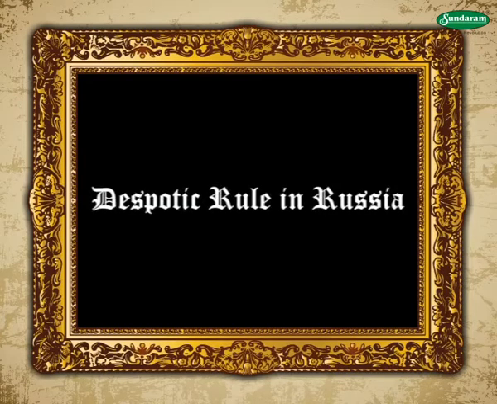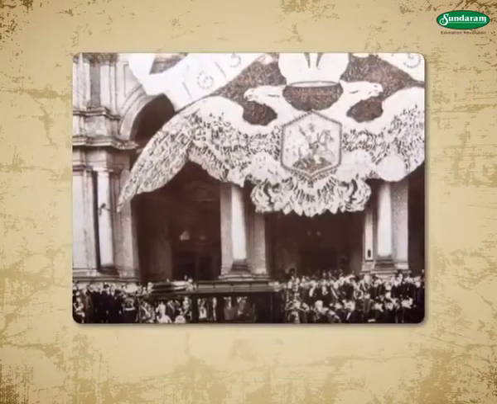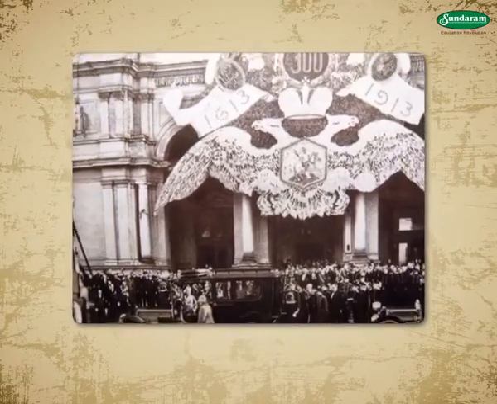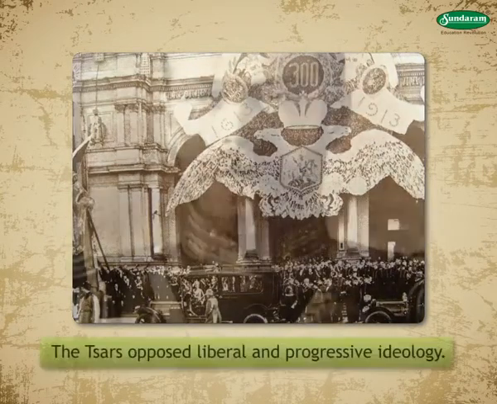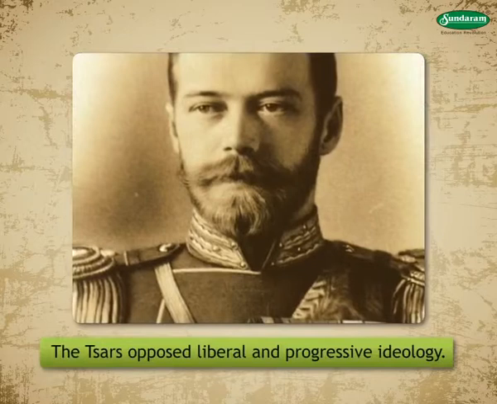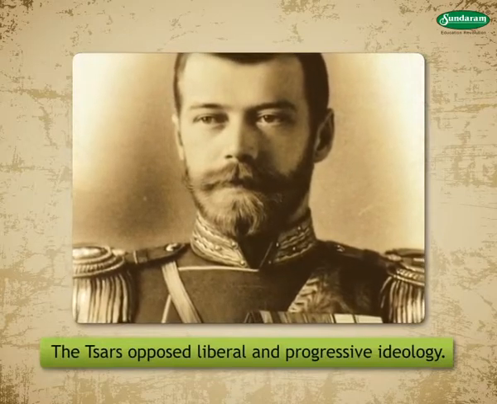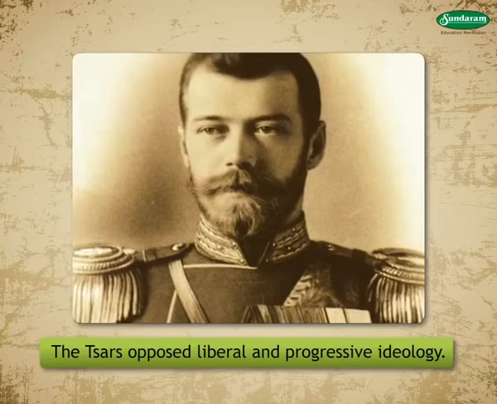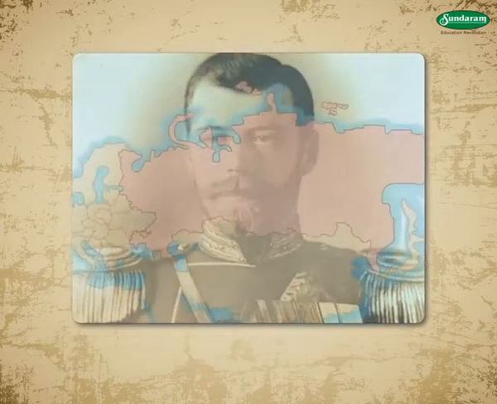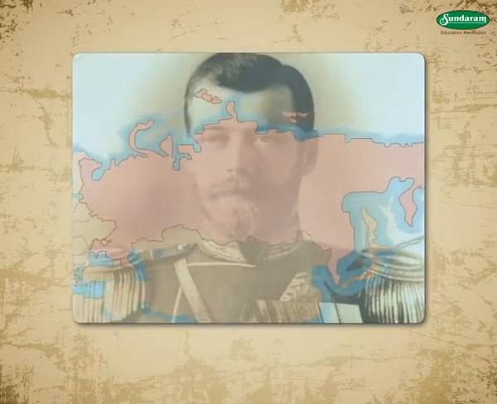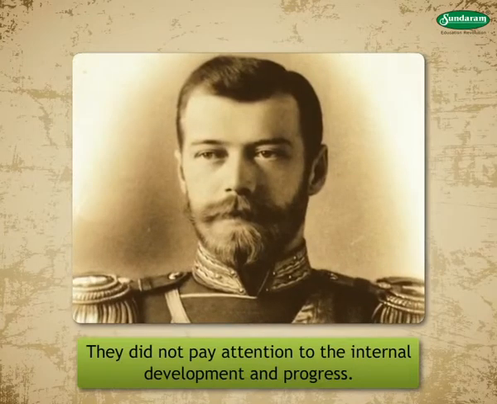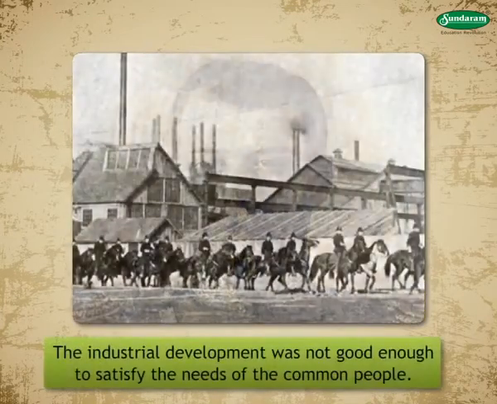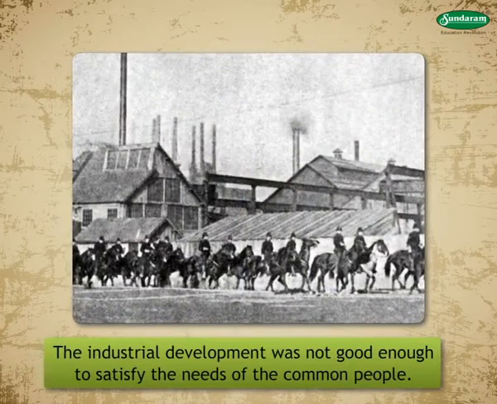Despotic rule in Russia. Before the revolution, Russia had been under the reign of the Romanov dynasty for 3 centuries. The Russian kings or Tsars were despotic rulers who opposed liberal and progressive ideology. Although Russia had become a strong empire under the reign of the Tsars, they did not pay attention to the internal development and progress of Russia. The industrial development was not good enough to satisfy the needs of the common people.